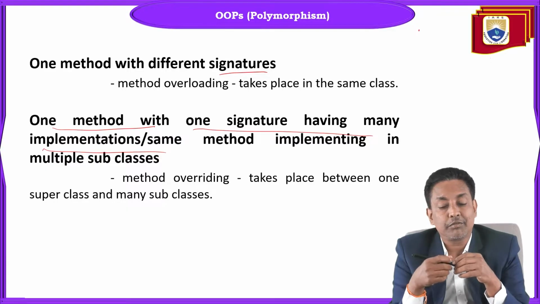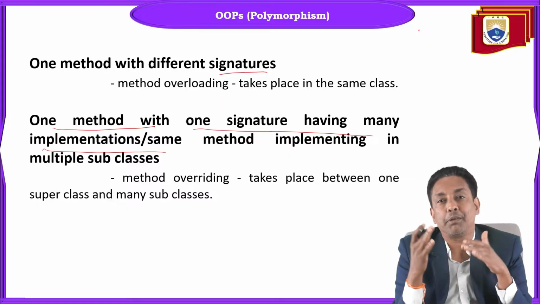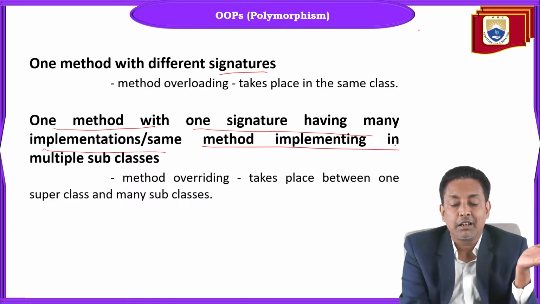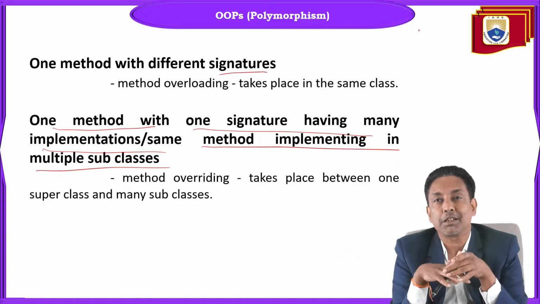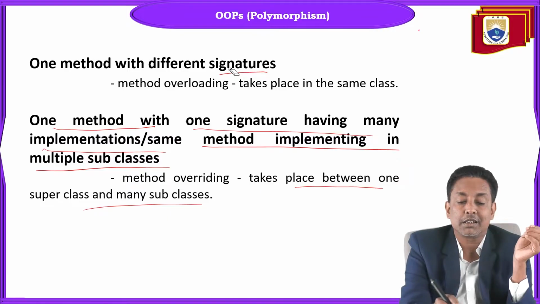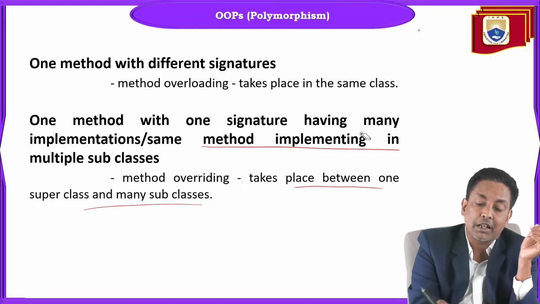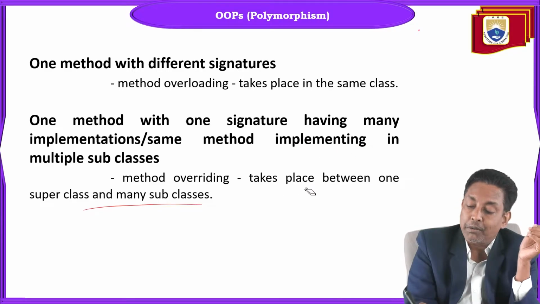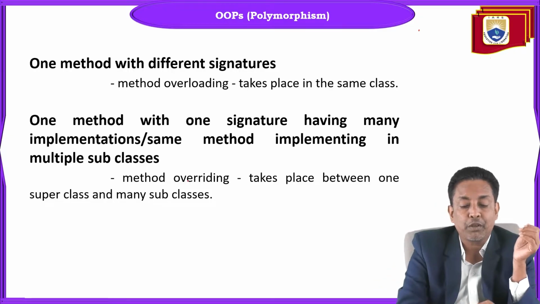A method with the same name and the same signature can be implemented many times in many subclasses. Method implementing in multiple subclasses. Method overriding takes place between one superclass and many subclasses. When a method is declared or implemented in one superclass and implemented or rewritten in subclasses, then it is called overriding.